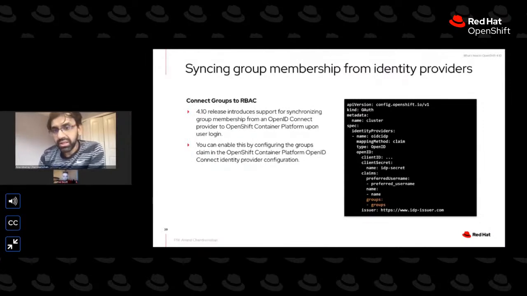So on the right, you see an OpenID Connect CR. If you navigate to spec identity providers, you can specify the name, the mapping method, which is claim, and right at the bottom under claims, you'll see the group information that you can provide. So once you provide the CR, the external IDP presents a JSON web token. Using this web token, you can log into any application. So those are some of the control plane updates for 4.10.